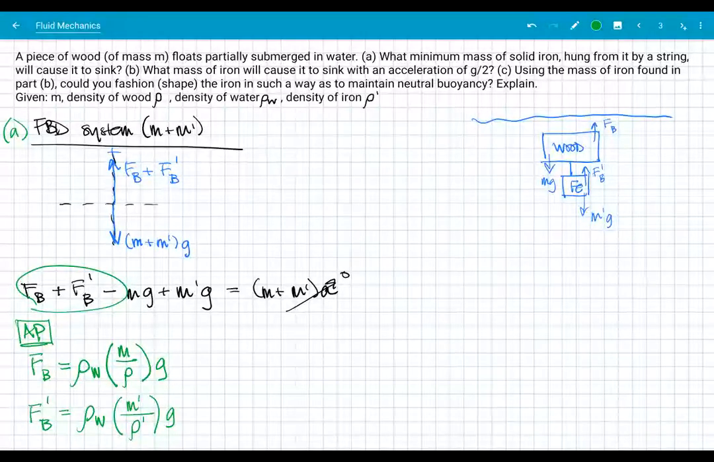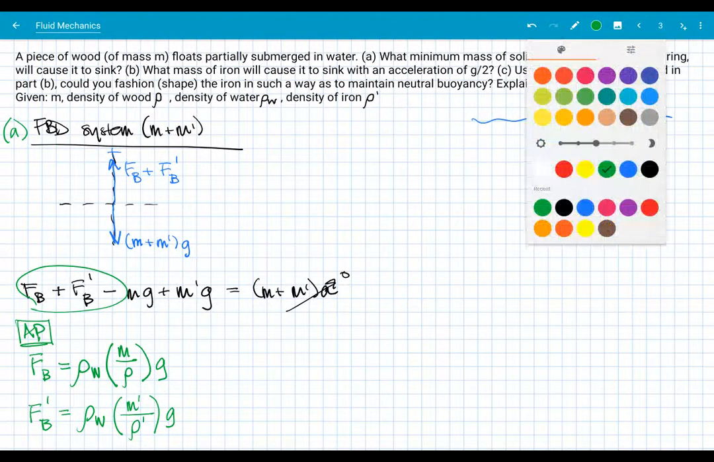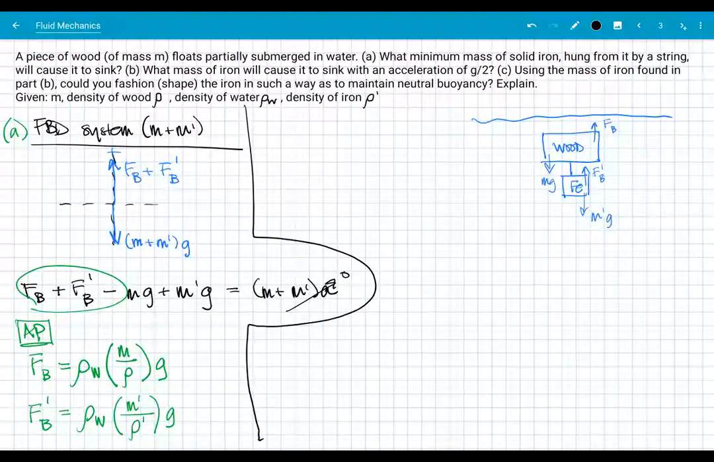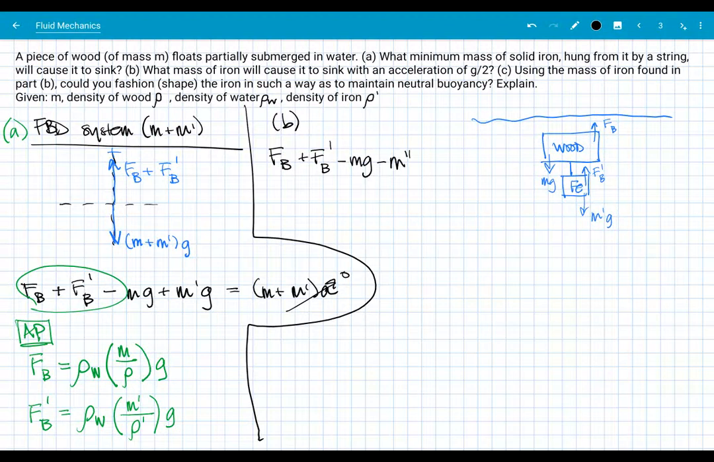The big difference here is that for part B, now I can write my second law equation. I still have buoyant force from both. They're still submerged, right? I still have their weights. And I'll call this double prime now, because it's going to be a different mass. But now this whole enchilada is accelerating downward, right? We're told that it is accelerating downward.